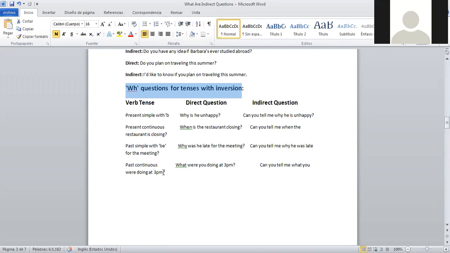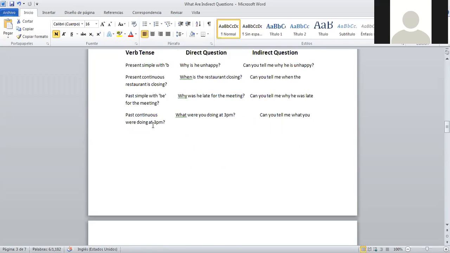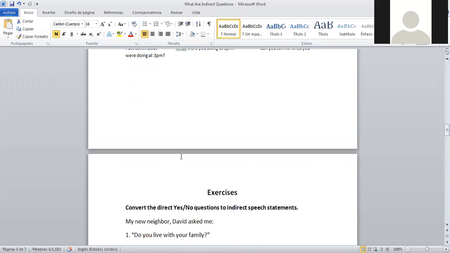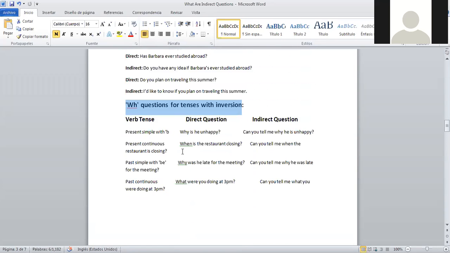When I ask, where do you live? I cannot say yes. I cannot say no. I have to give information. Where do you live? I live in San Salvador. Is that clear? So double H questions are the ones that have the double H word: where, how, what, when. Okay?